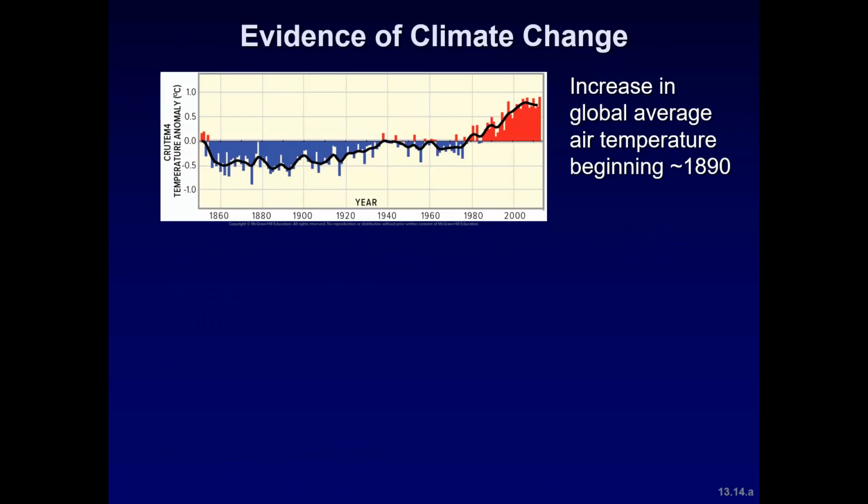Let's look at some hard evidence of climate change over time. So these are temperature anomalies over time. We see a general increase in the global average air temperature beginning around 1890.